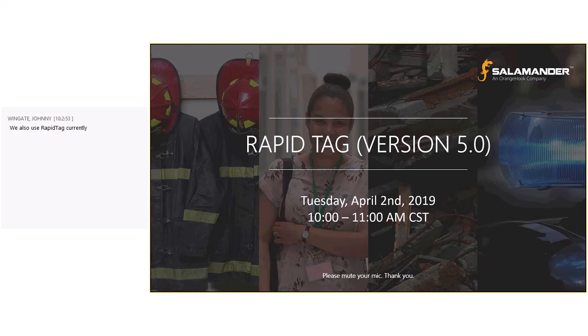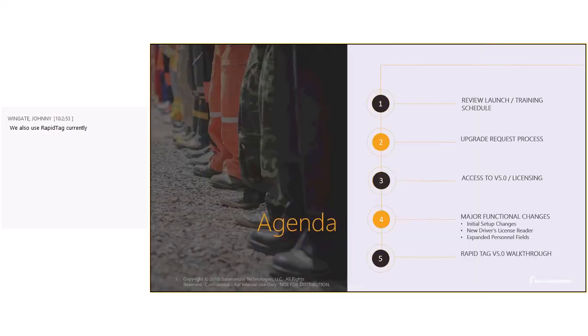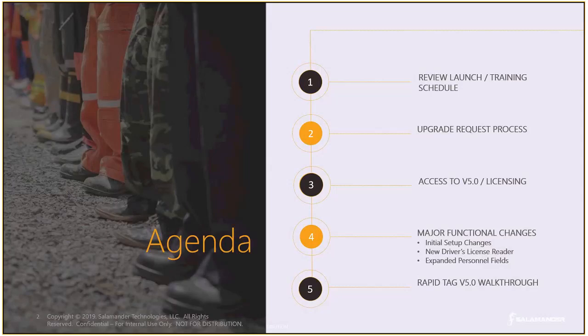Okay, so here's just a quick look at our agenda for today. What I want to start out with is to review the launch and training schedule, since I know most of you just received this information last week, so I just want to make sure that we've got dates and everything correct. If team members or others from your organization were not able to join today, there is another training, so I want to go over that.